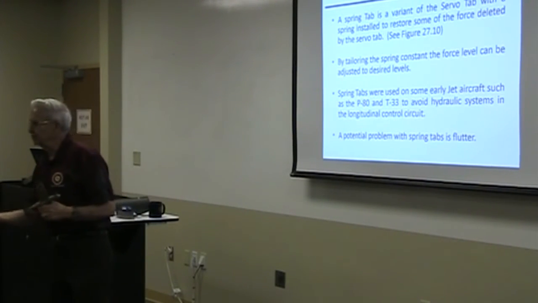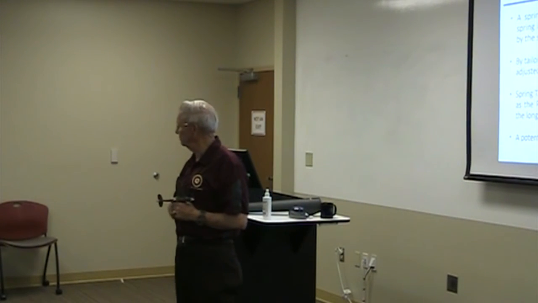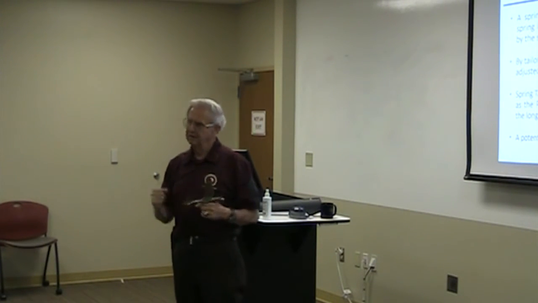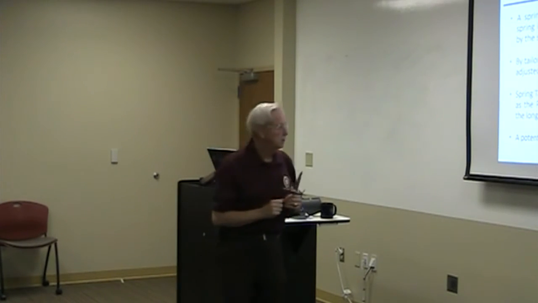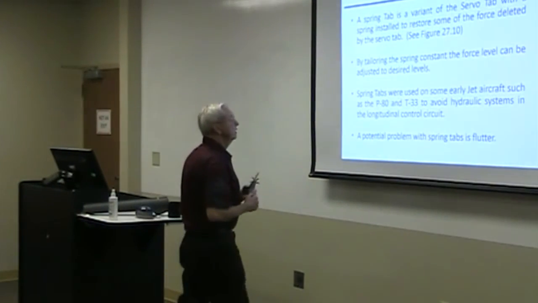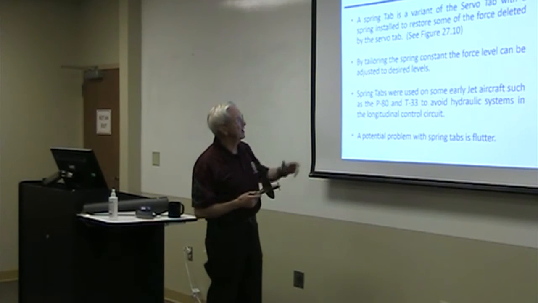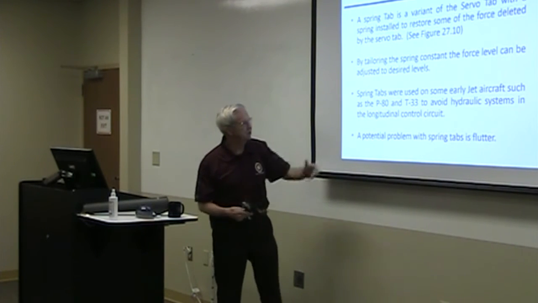In some cases, you put a servo tab on and you have too little control force. That tab is so powerful that you don't have quite enough control force to tell when you're off trim. So you can tailor that control force by adjusting the spring constant. Spring tabs were used on early jet airplanes. Two examples.